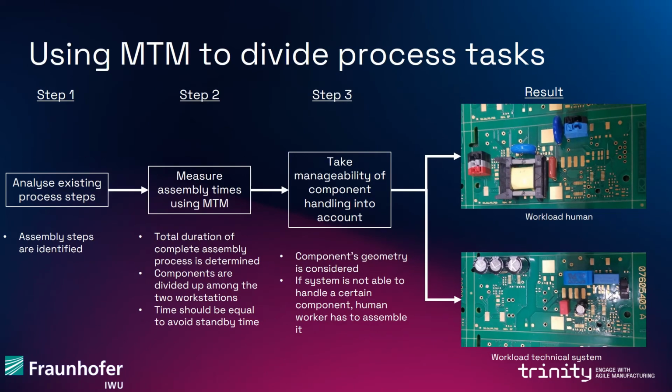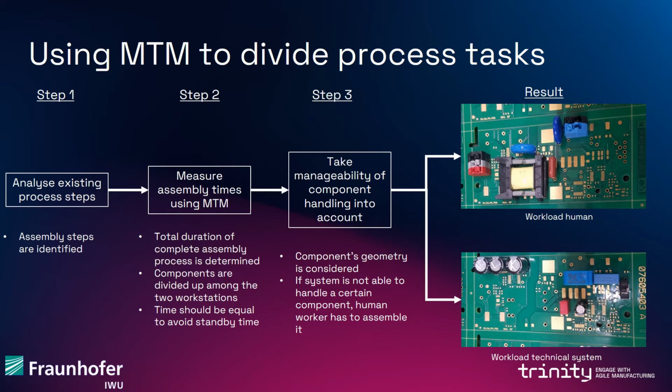The previous video gave an insight on how to measure process times using MTM analysis. We performed the MTM analysis at the existing workstation in order to divide the process tasks between human and machine. In the first step, we analyzed the existing assembly steps. Then, we measured the process times of the assembly of each component. This allows us to allocate the components on two workstations while taking into account that the process times at both workplaces should be equal to avoid standby time.